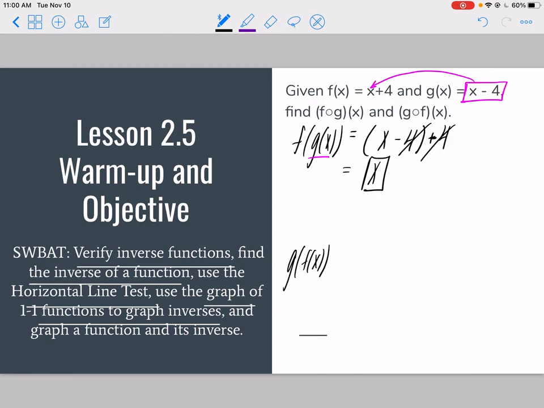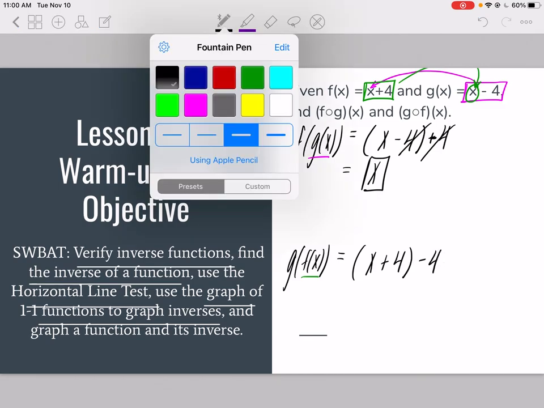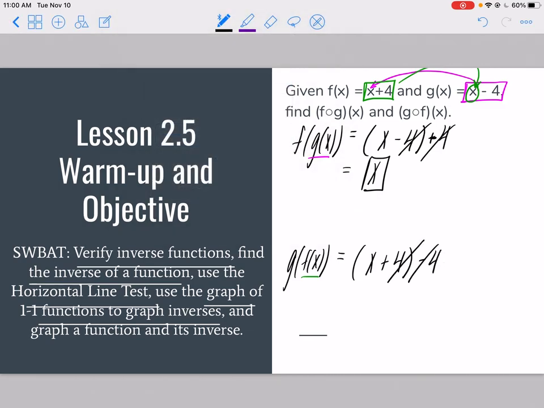All right, and then opposite, so g of f of x, now we're taking function f of x, and we are replacing the input in g of x with that. So now we would get, instead of x, all of f of x, which is x plus 4, and then minus 4 on the outside. Okay, and then we simplify this. 4 minus 4 gives you 0, and we're also left with x here. So these both work out pretty nicely.